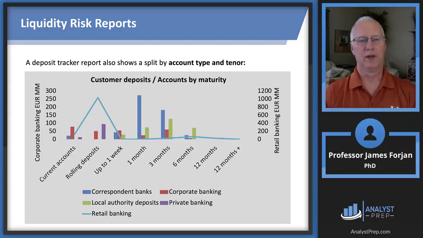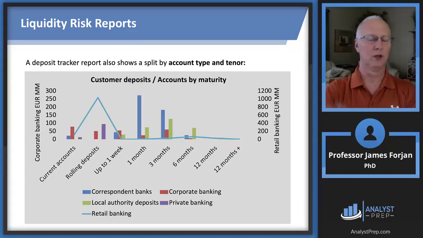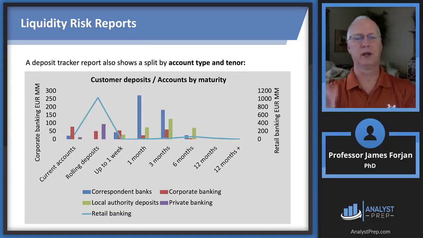Here's another version of this deposit tracker report that is split by account type and, of course, maturity or tenor on the horizontal axis. And notice there are blue and green and purple and red boxes there. And this is by account type. And so you can see clearly that the correspondent banks, that's in the light blue, boy, look, that is really substantially increased at the 1 month and the 3 months levels.